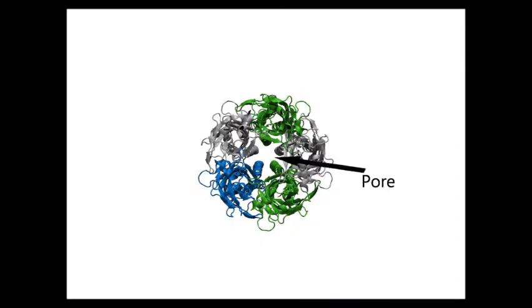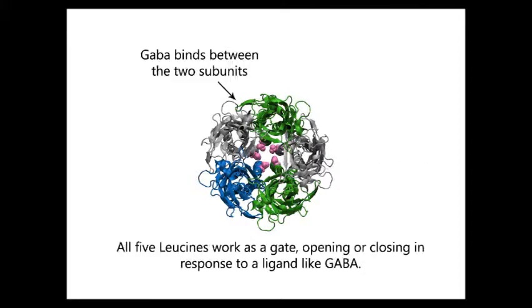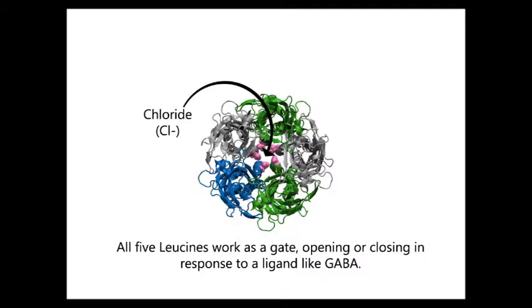Looking at the pore, we can then see where the other part of its name comes from, ligand-gated ion channel. The leucines, shown in pink, are thought to form the primary gate of the GABA-A receptor. When GABA binds to the receptor, the gate becomes more stable than the open state, so ions can pass through the pore. The ion in most cases for the GABA receptor is chloride.